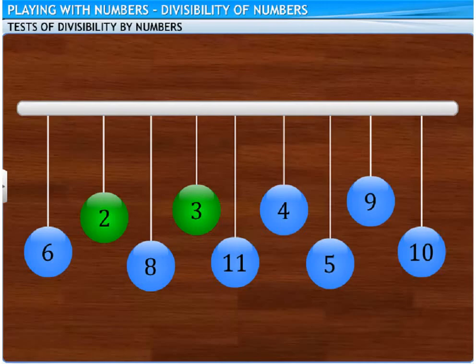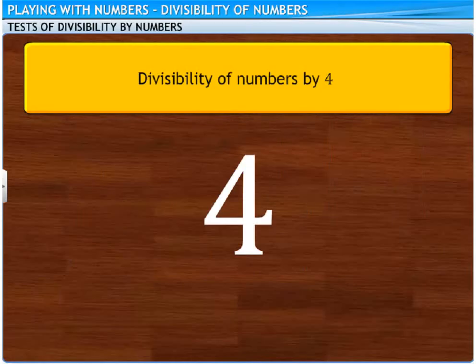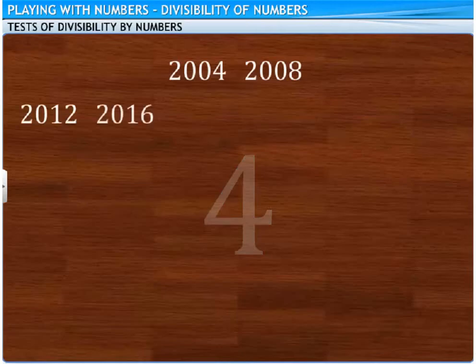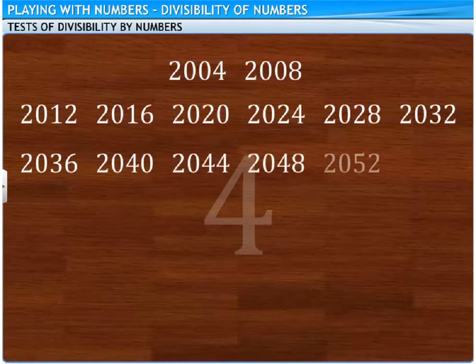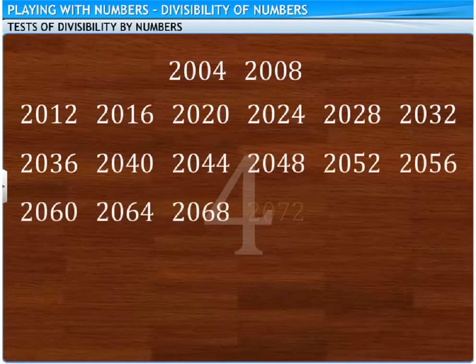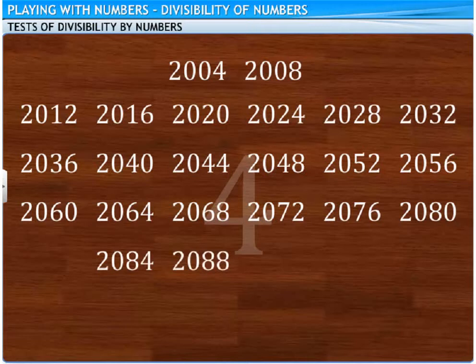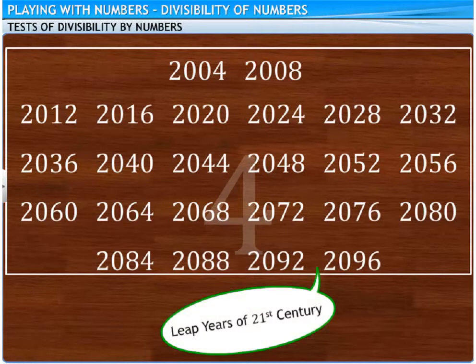Now, let us look at the divisibility test by the number 4. Every fourth year is a leap year that has 366 days. Another interesting fact is that the number representing a leap year is always divisible by 4. Here is a list of leap years that will occur in the present century. Thus, all these numbers are divisible by 4.